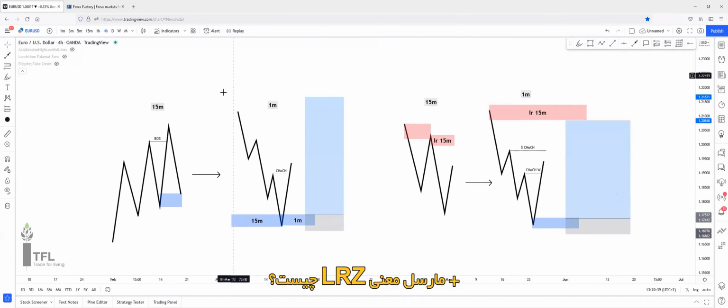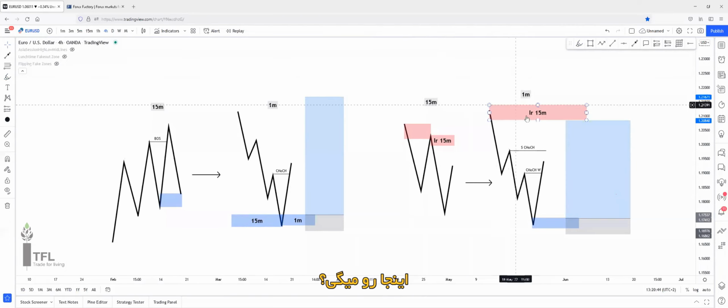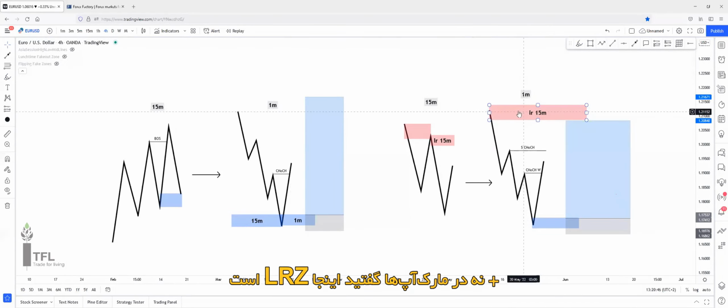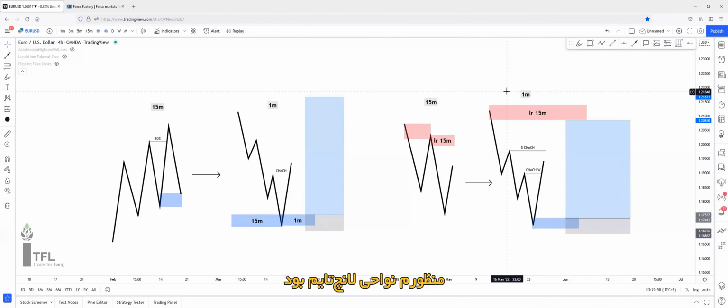Okay, Marcel, can I have a question? What's the meaning of LRZ? Right here. In the markup, you say this zone is LRZ. Lunchtime rip zone, lunchtime zones, basically all lunchtime zones.